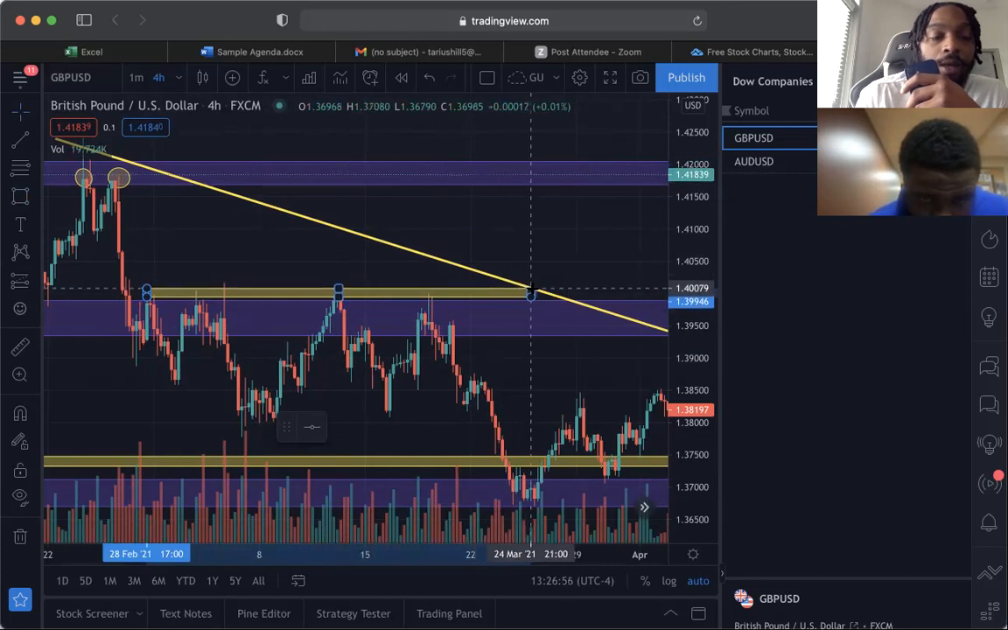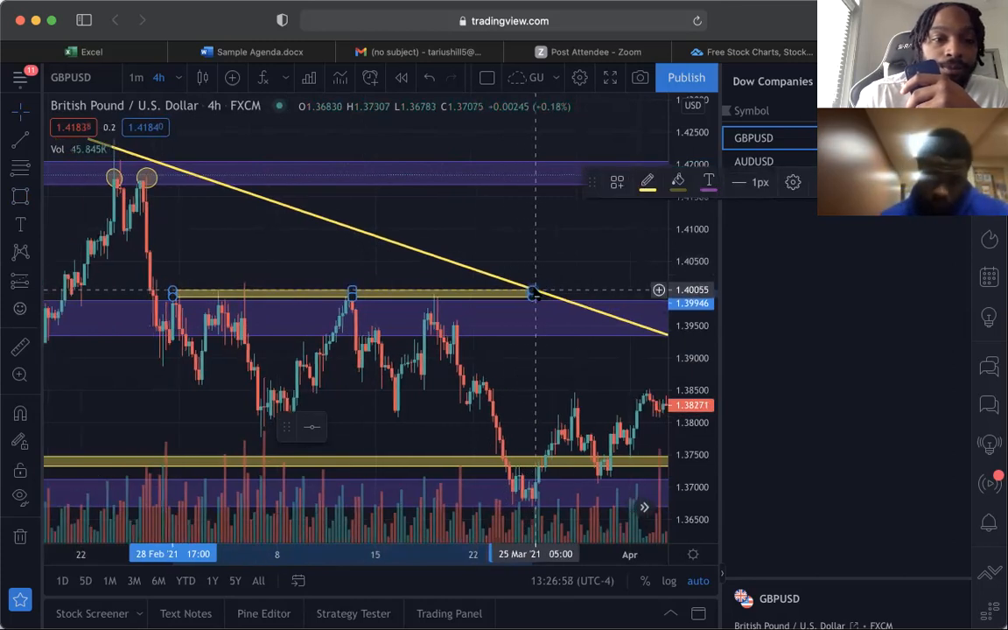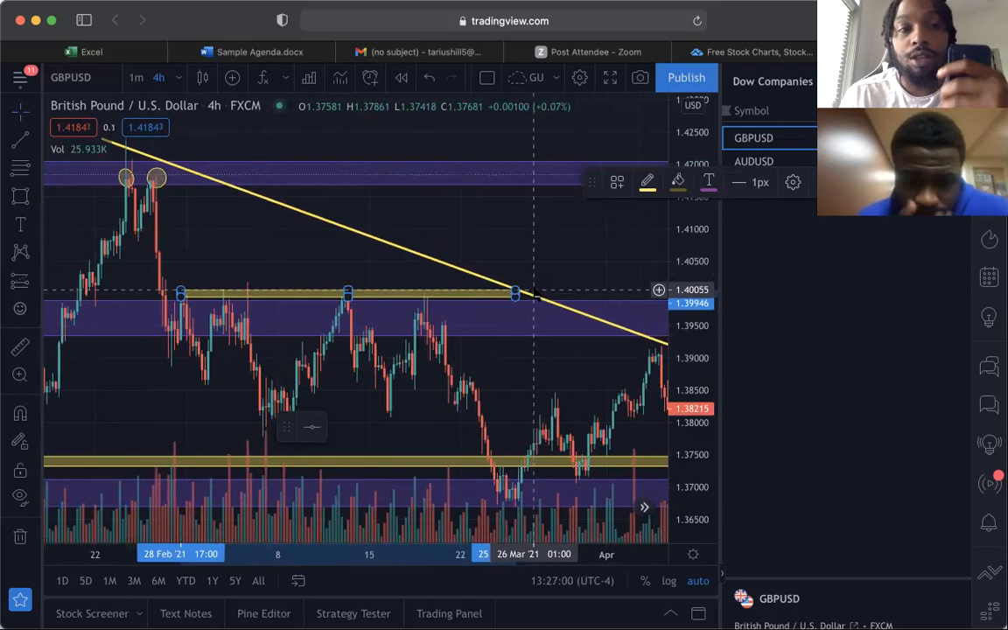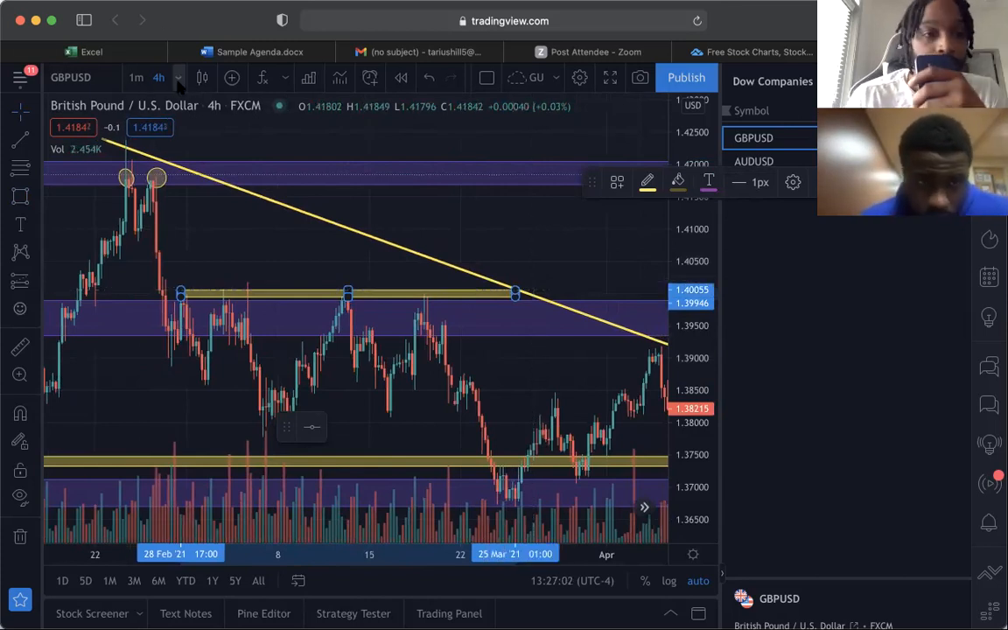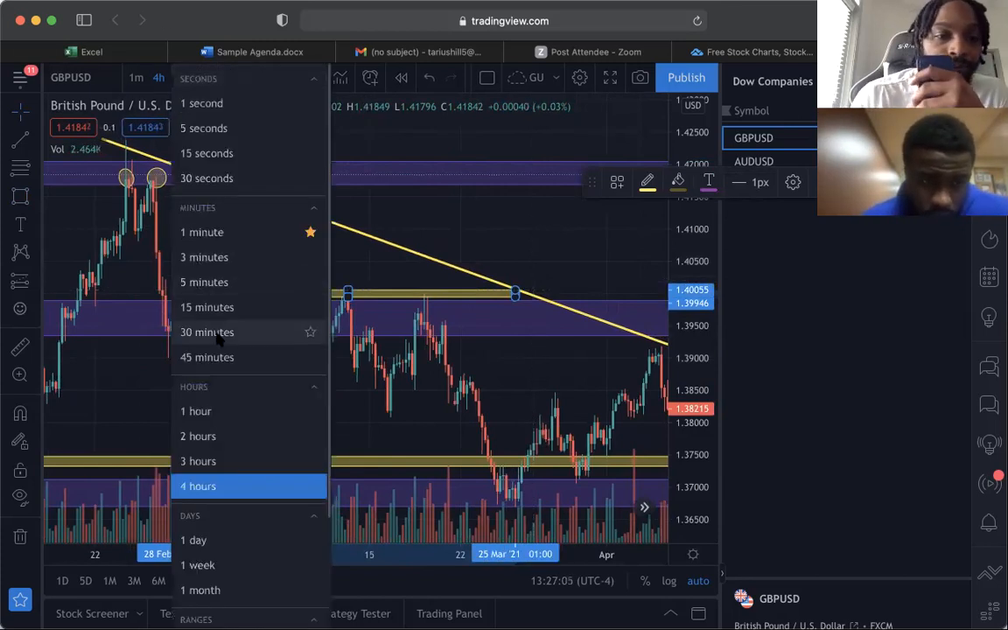Yep, and then that would have let me go to the 30-minute time frame. I would have kept my fibs up though, because all that's confluence.